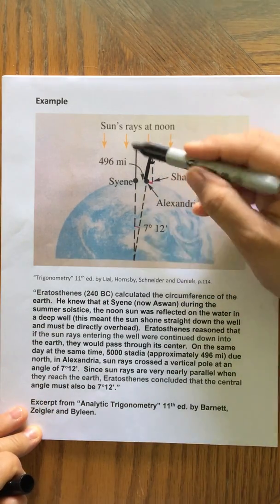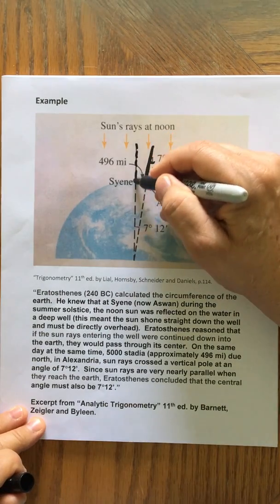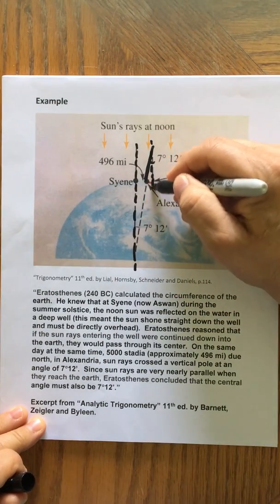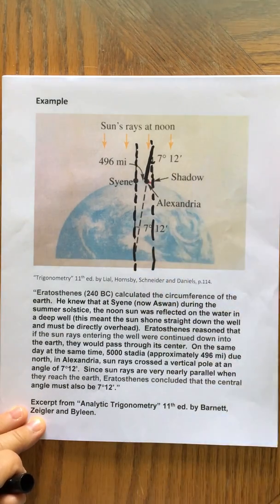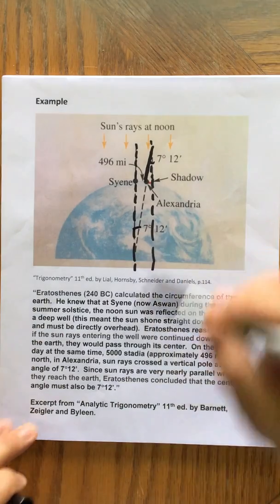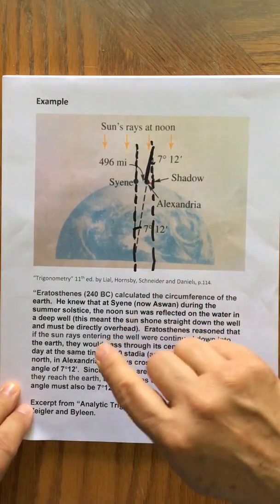But remember, you have two parallel lines. Let me show you this one and this one, right? With a transversal, and so alternate interior angles are the same. So if this angle is 7 degrees, 12 minutes, this one also is 7 degrees, 12 minutes.